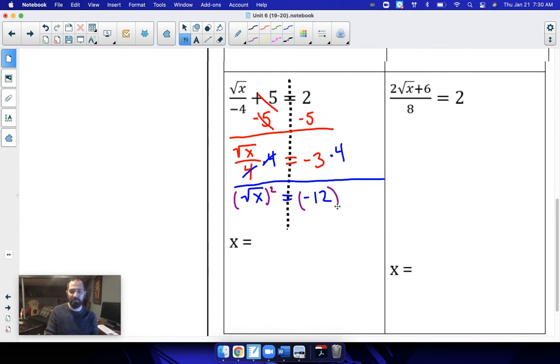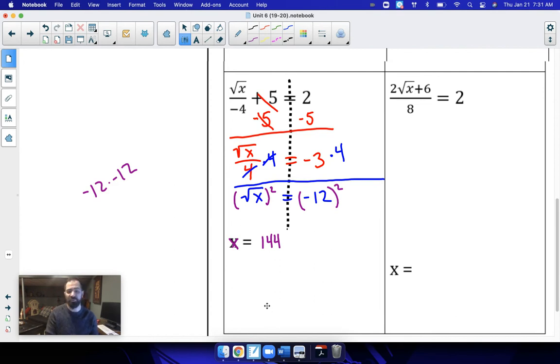And remember how I said those parentheses were important and to keep doing it? This is why. I'm not going to go through and explain right now, but if you don't have those and you try to put them in a calculator, you're going to get a wrong answer. So make sure you get those parentheses in there. Square root of x squared is just x. And then negative 12 squared, that's negative 12 times negative 12. You get positive 144. Positive 144. And you're done. All done. Nice job.